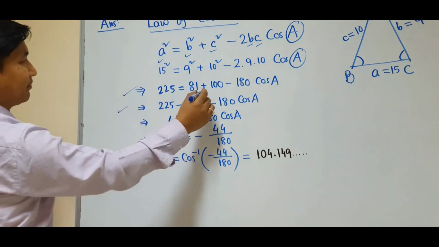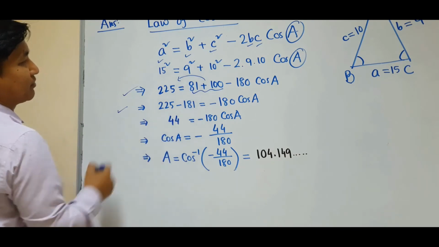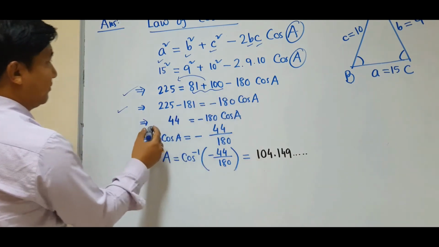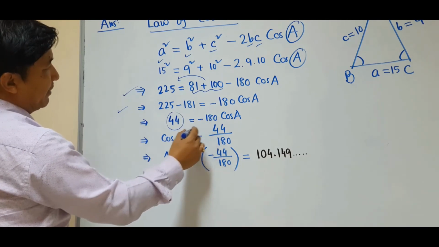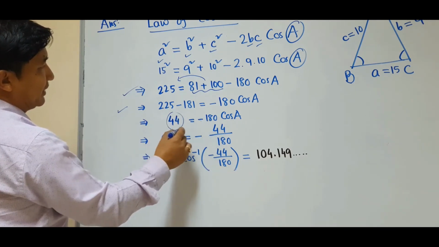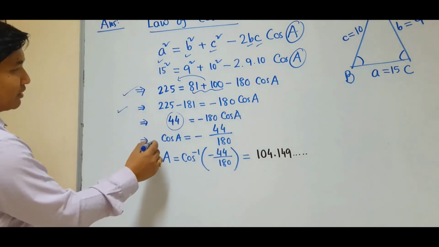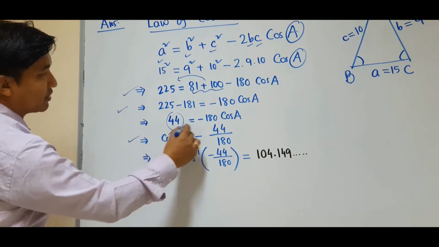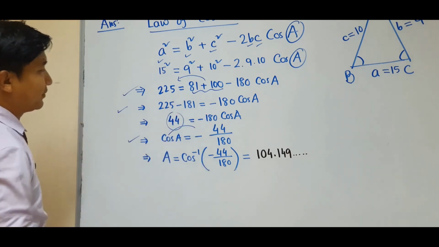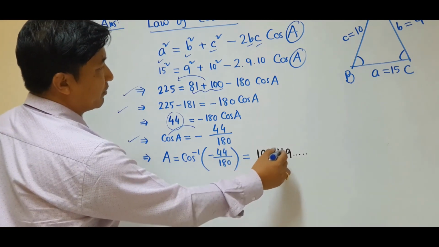Then second step, this summation is 181, we have taken it to the left, minus 181, and then this minus this gives you 44. So minus 44 divided by 180 will be equal to cos A. After this step, cos will go that side, meaning cos inverse of minus 44 by 180, which gives you 104.149.